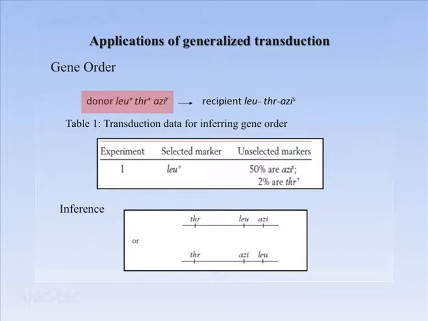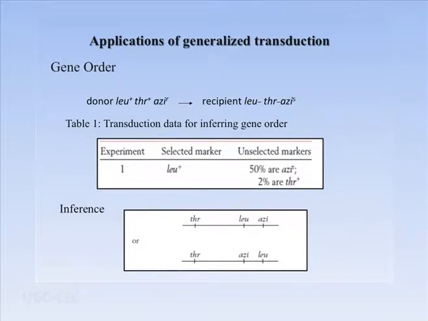Suppose, for example, there is a donor cell which is leucine positive, threonine positive, and resistant to the poison sodium azide. The transducing phage is carrying a piece of DNA from the donor cell to the recipient cell, which is leucine negative, threonine negative, and sensitive to the poison sodium azide. Now what can be done?